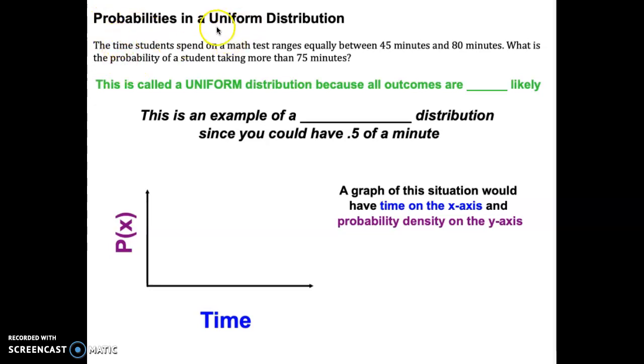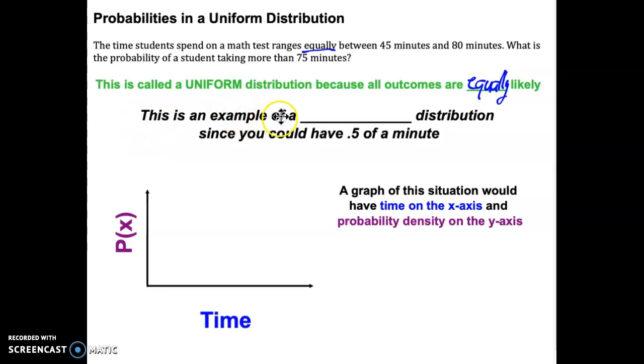So if we look at probabilities in a uniform distribution, the example that we have here is: the time students spend on a math test ranges equally between 45 minutes and 80 minutes. What is the probability of a student taking more than 75 minutes? The key word here is it ranges equally. This is called a uniform distribution because all the outcomes are equally likely.